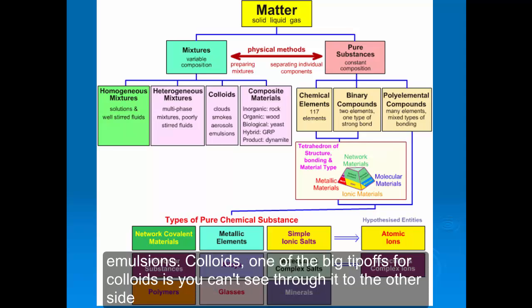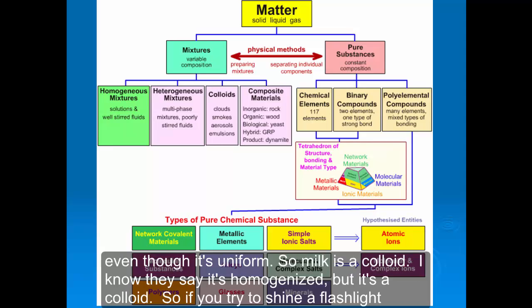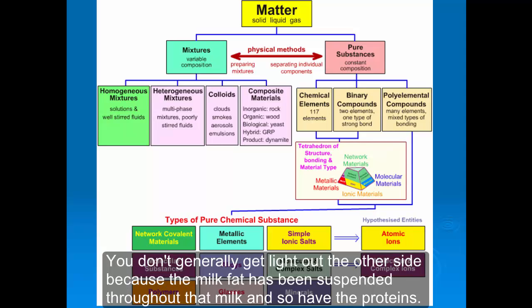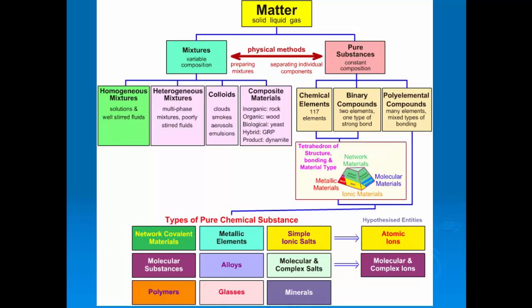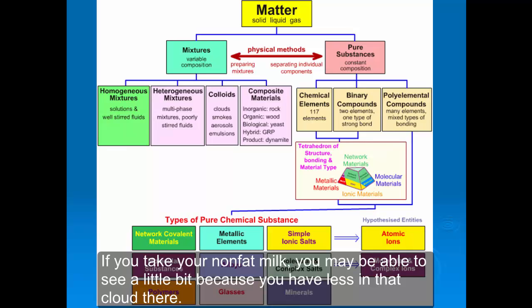One of the big tip-offs for a colloid is you can't see through it to the other side, even though it looks uniform. So milk is a colloid. I know they say it's homogenized, but it's a colloid. So if you try to shine a flashlight through your milk, you don't generally get light out the other side because the milk fat has been suspended throughout that milk, and so have the proteins. If you take your non-fat milk, you might be able to see it a little bit because you have less in that cloud there.